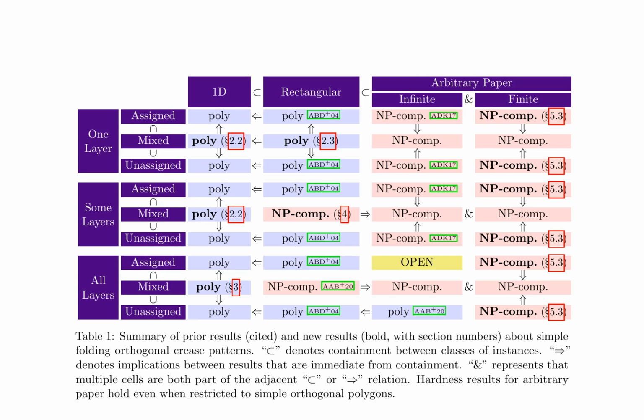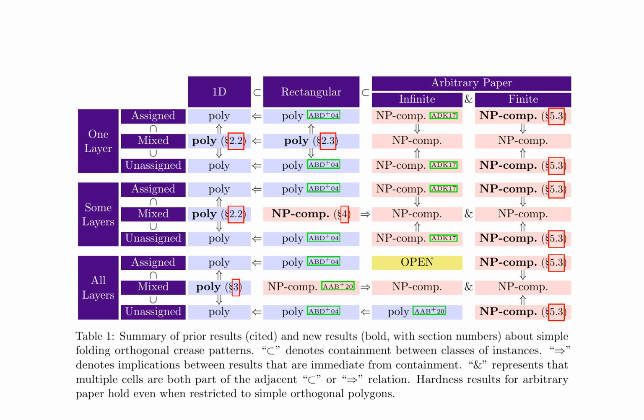This page presents a comprehensive summary of prior results and new findings regarding simple folding orthogonal crease patterns on various paper shapes. The complexity of these problems is examined based on two primary parameters: whether some creases are assigned as needing to be folded mountain or valley, and the allowed shape of the paper.